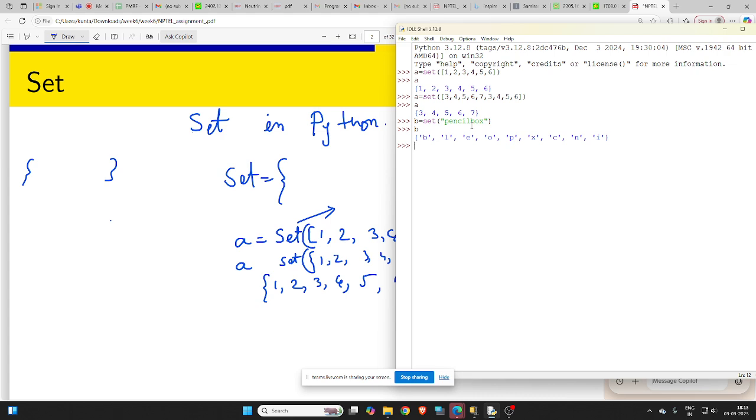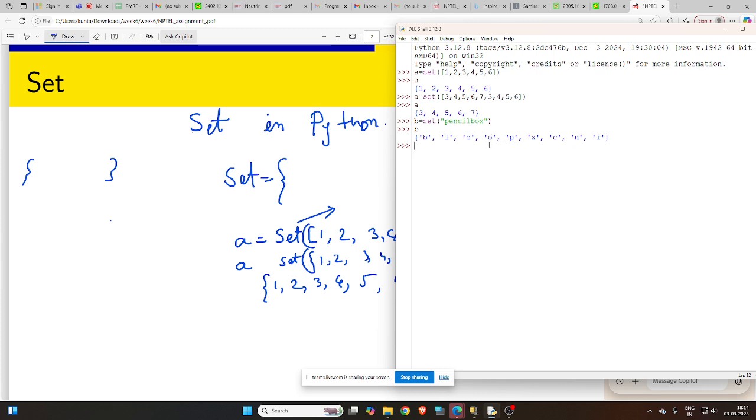But to be mentioned here, if I write pencil box, then P should be at the very first, E should be next, N should be next. But we can see that there is no ordering. It is just like a randomization. See here, B is first, then L, then E, then O. This is just randomness.